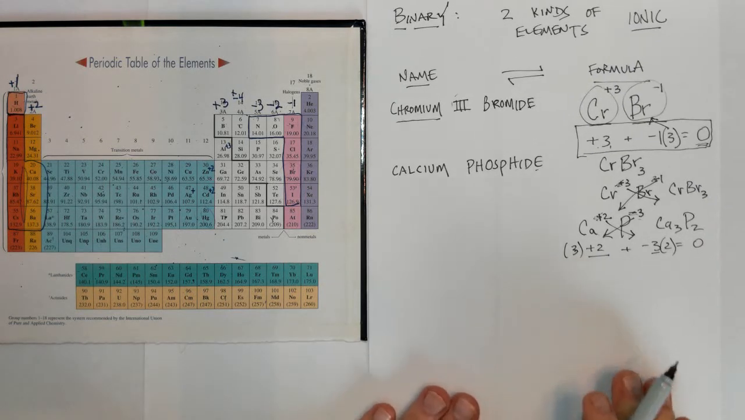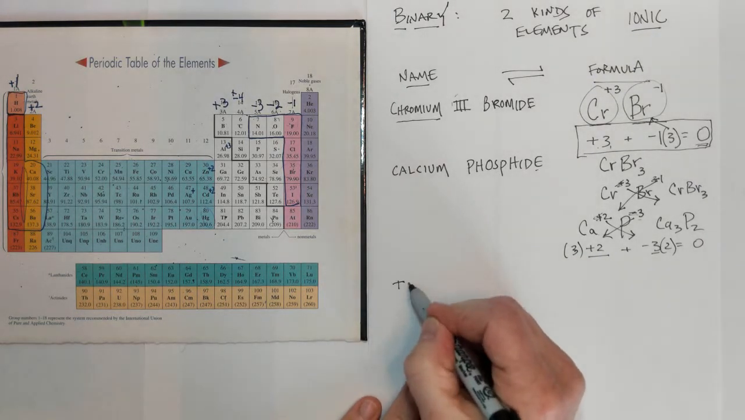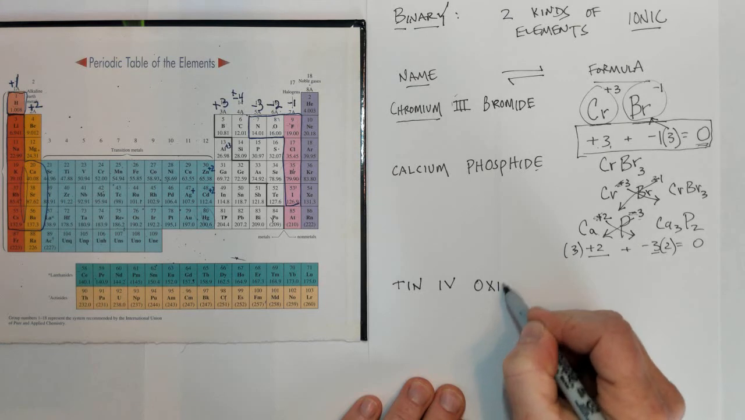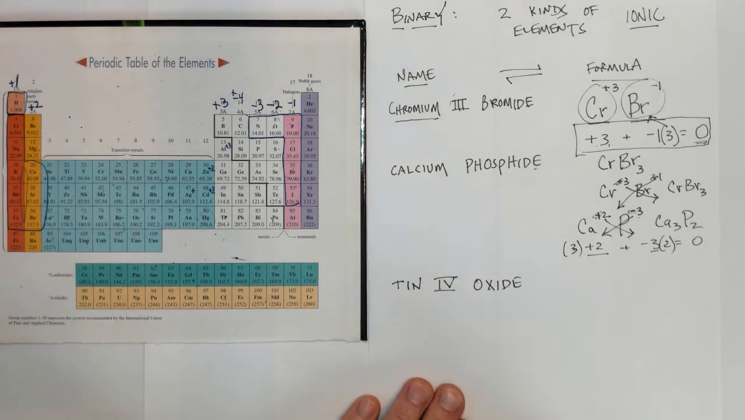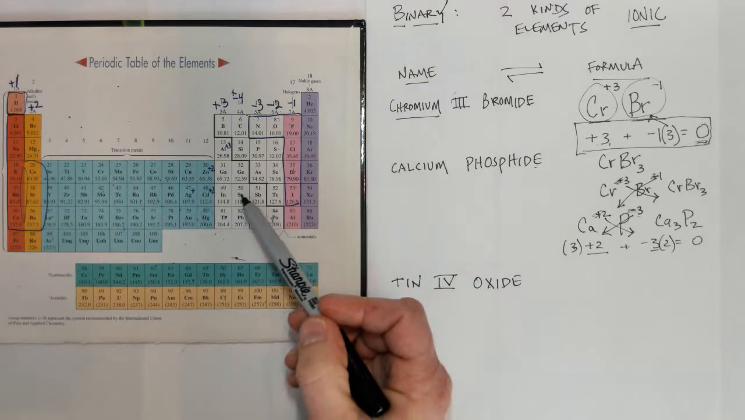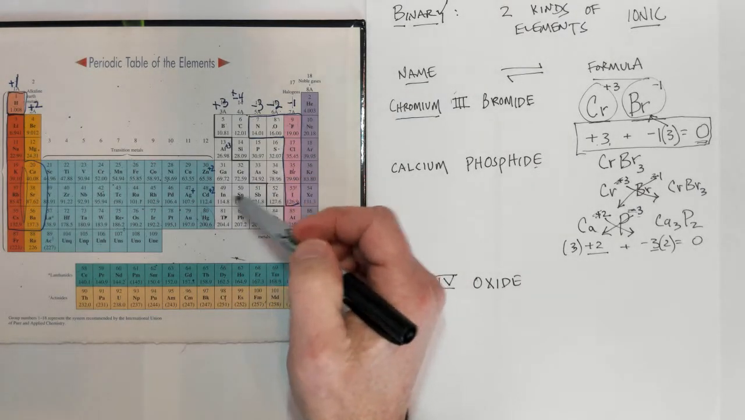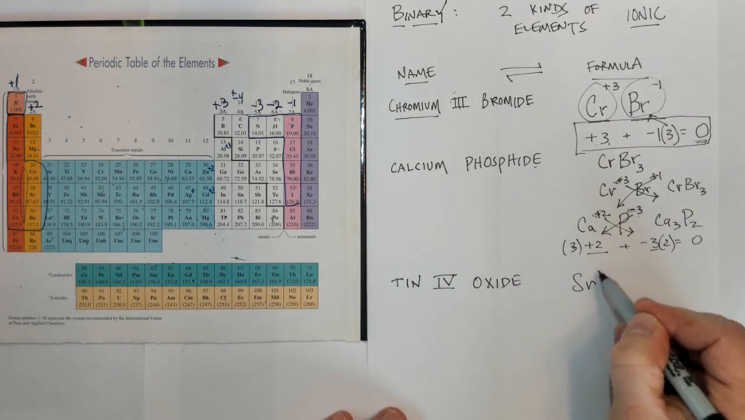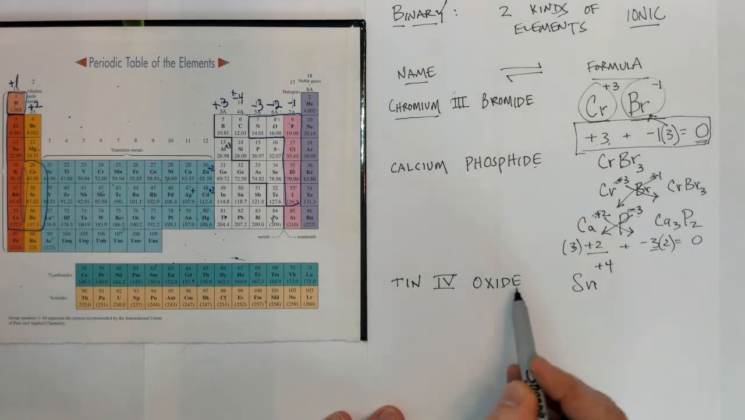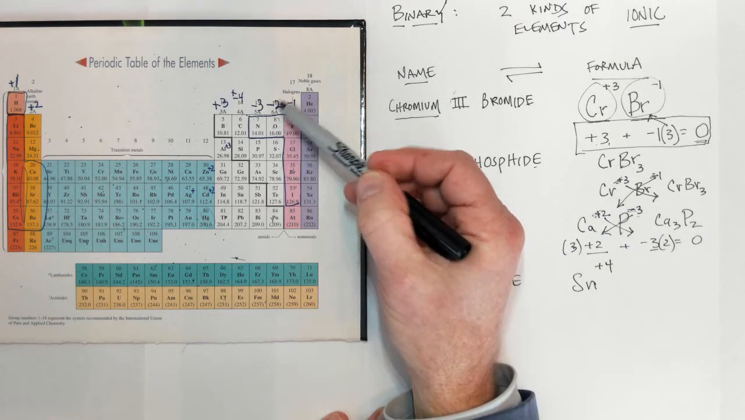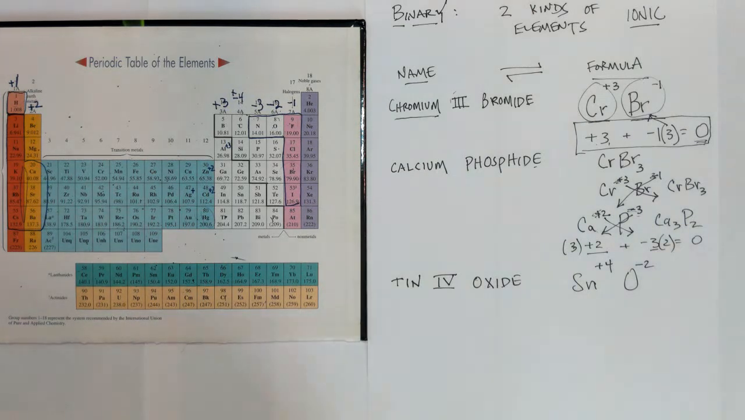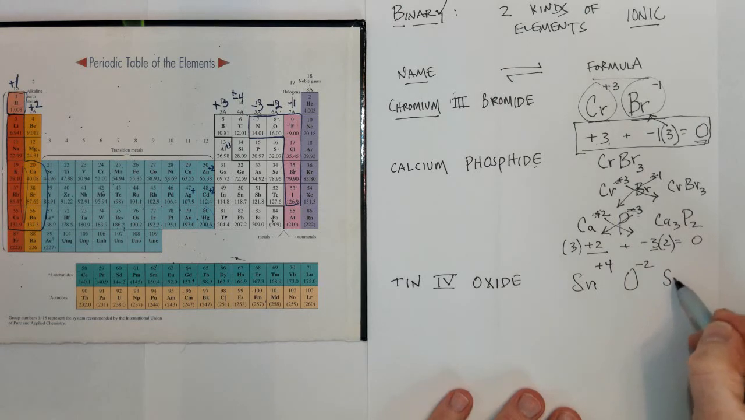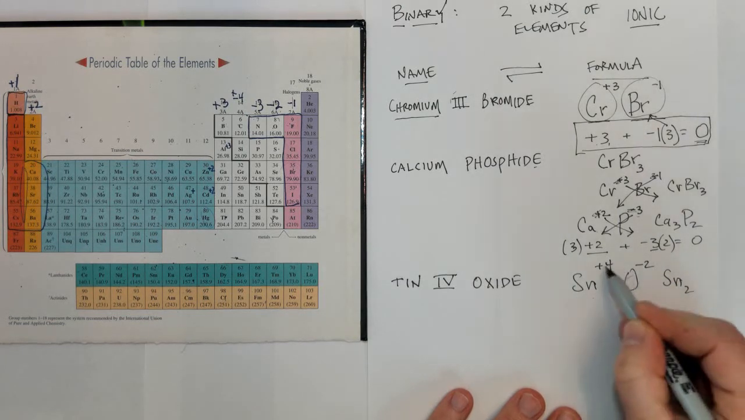Here's one where it doesn't work quite as well. Tin(IV) oxide. So tin is right here, and notice how it can be plus or -4. In this case, they're telling us it's 4 because there's a Roman numeral 4, so we write Sn, positive 4. And then oxygen is in group 16, and it has a -2 charge. Now, if I crisscross these charges, drop and swap the charges, I end up with Sn2O4.